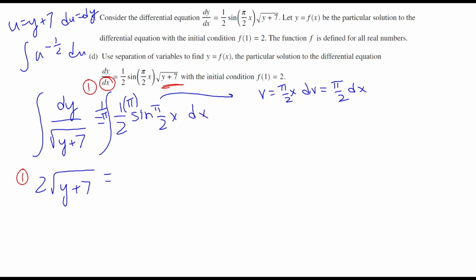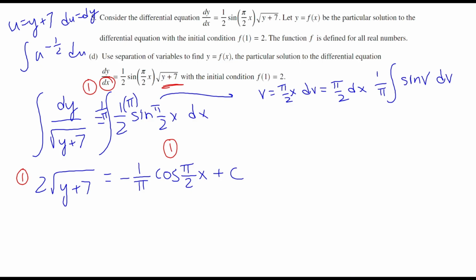So really, effectively, what we've got is an integral with 1 over pi out in front of the sine of v dv. And that integral should then just become negative cosine v with the 1 over pi out in front. So negative 1 over pi cosine v, or cosine pi over 2x, plus the constant. And so that's worth another point. So there's our third point.